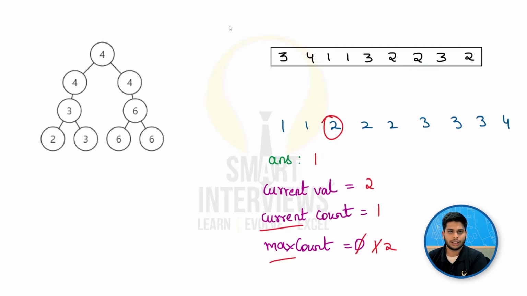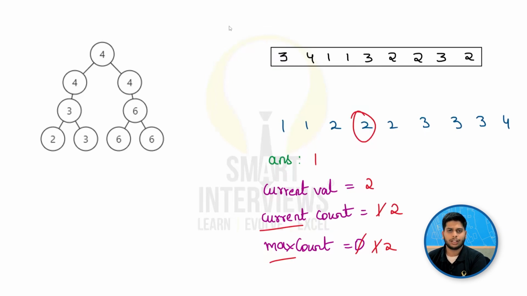Now, as you can see, the current count is less than the max count. So just move ahead to the next element in the array. Here, the next element as well is 2. So we are supposed to increment the current count. Why? Because it is the same as the current value. So increment the current count to 2.